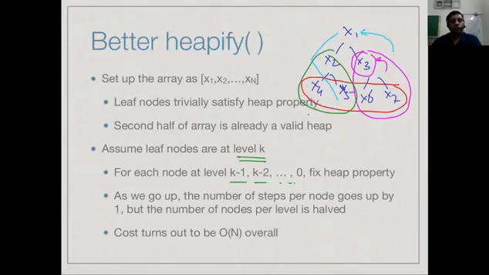Now if you do the analysis, which we are not going to do exactly, it turns out that in this process, the number of updates you need to make a heap is actually only order n. So if we use this bottom-up heapification, then it will be an order n procedure.